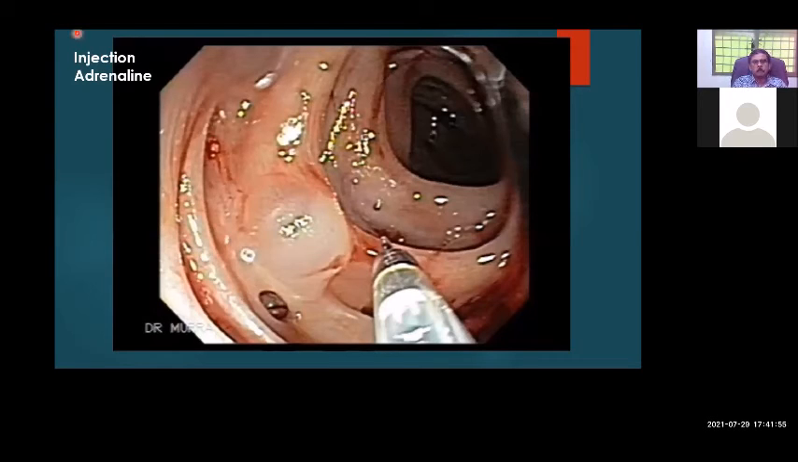This is injection of adrenaline. Here we have given one injection. One site has been injected. Another site is being prepared to be injected. So adrenaline injected at the base of the bleeding diverticulum will stop further bleeding.